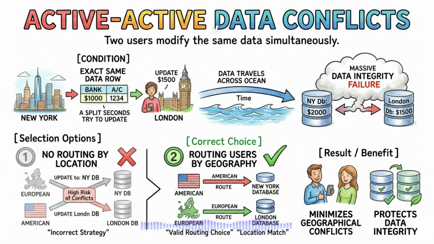GoldenGate 23ai is the first replication technology capable of seamlessly reading these massive vector data types directly from the database transaction logs and transmitting them across the network in real time.